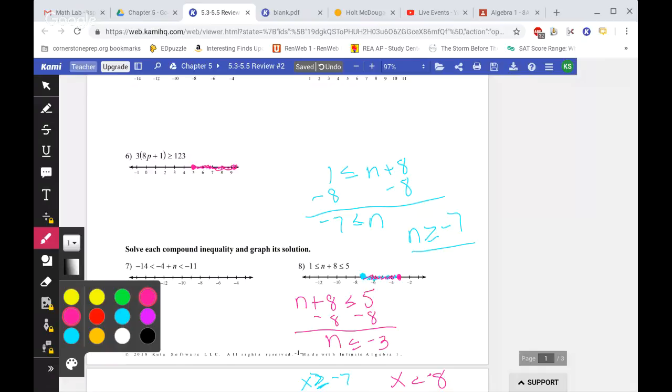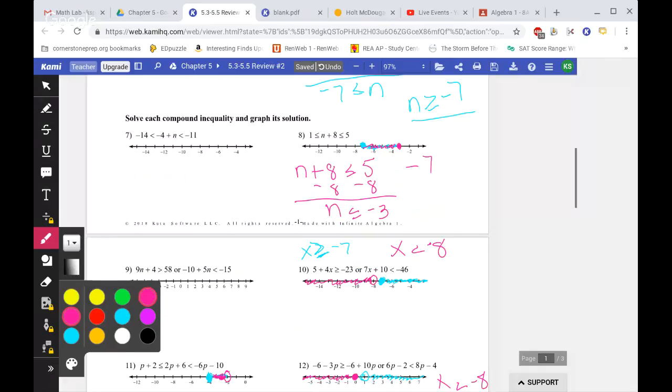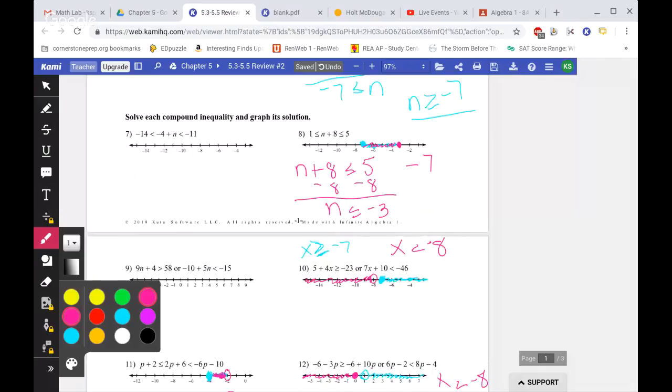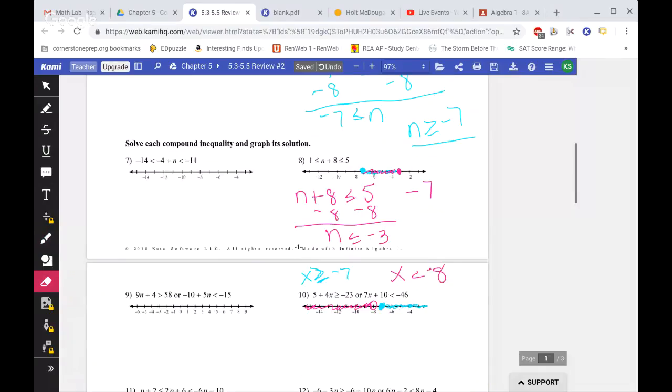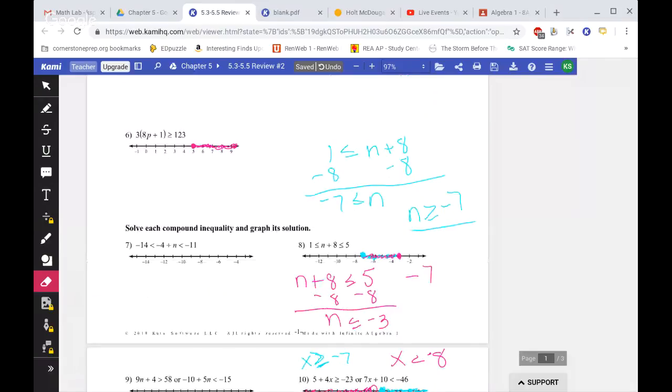And I know that they write it like this. Where did the x is less than -8 come from? That's this problem down here, number 10. The one that we did before. Sorry about that. Oh, it's okay. I can erase it if that's confusing. But I know that they write it like this. And you can absolutely do this.